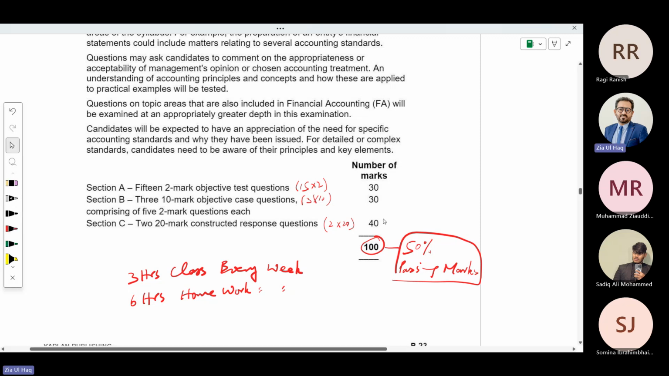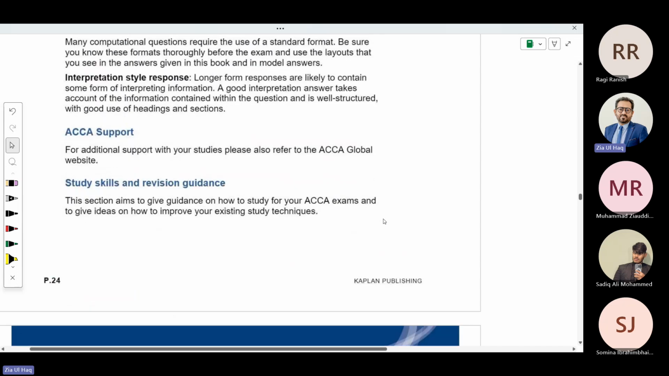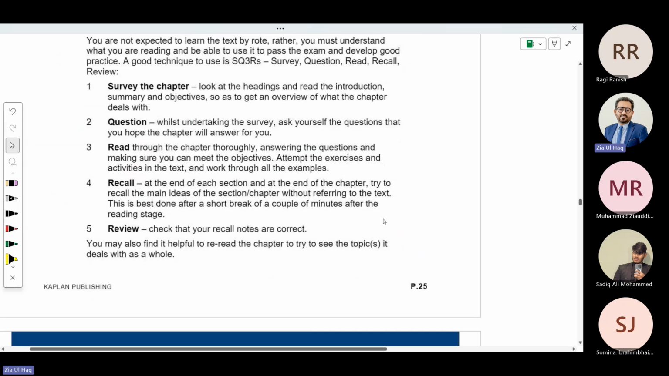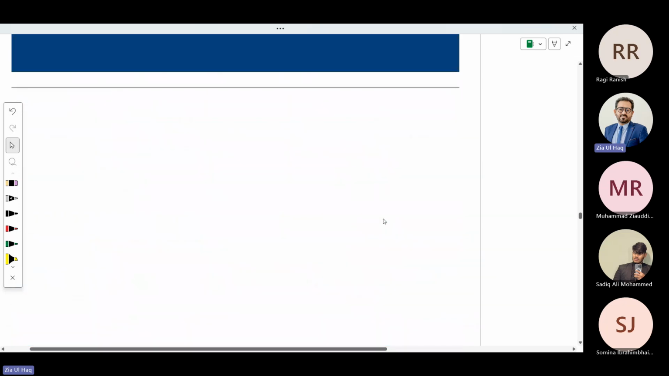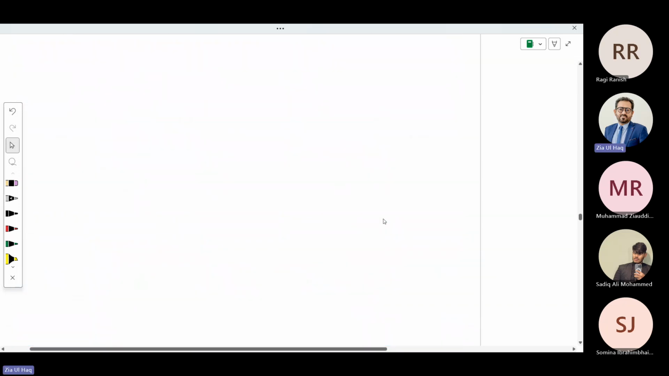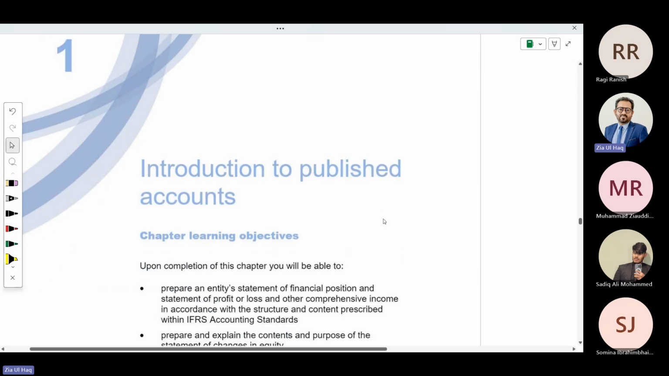So let's move straight forward toward the paper. It is a 100 marks paper, and out of 100 marks, 85 marks will comprise calculation, the numeric part. Only 15 marks relate to theory. An examiner will ask some theory topics in MCQs or in 10 marks questions. So 85% is numeric, only 15% is theory.